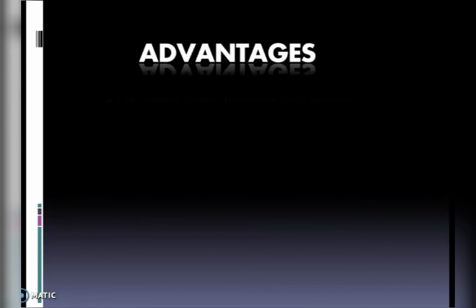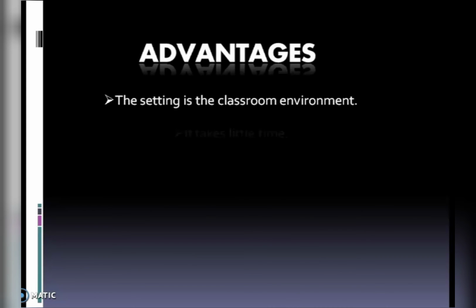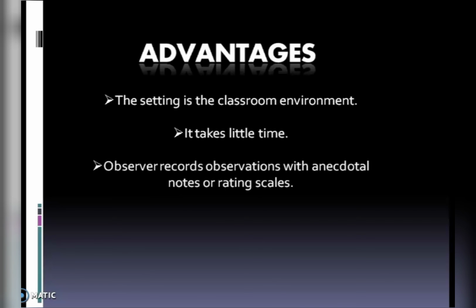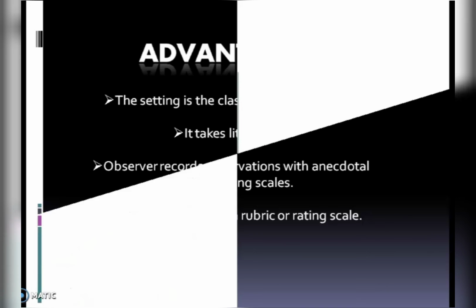And now the advantages. Well, number one, the setting is the classroom environment. It takes little time. The observer records observations with anecdotal notes or a rating scale. It can be scored with a rubric or rating scale. It's a different way of evaluating students.